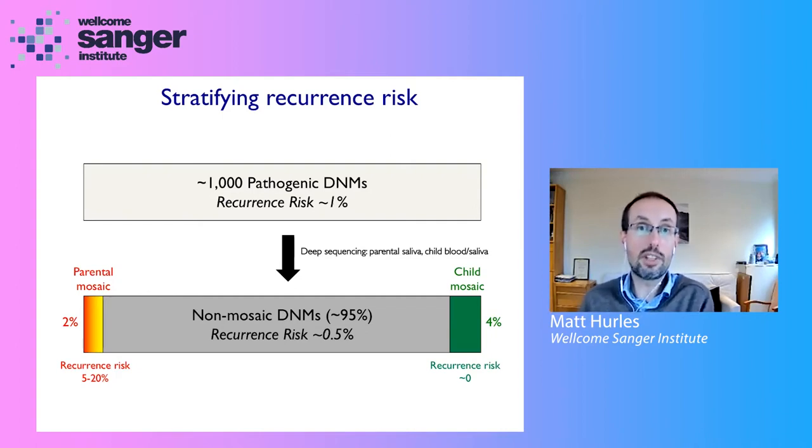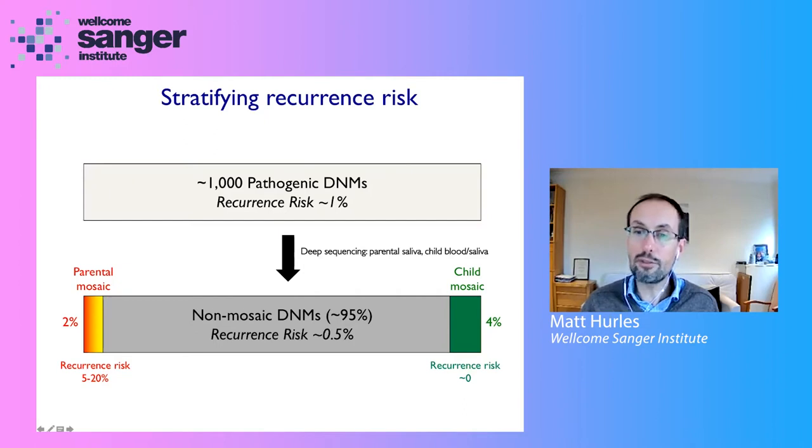And because the mutation was never there in the sperm and the egg, the risk is essentially zero for subsequent children. So when we took this approach and looked across these 1,000, we found that about 2% of the time, the disease had occurred sufficiently early on in the parent that we could see it in the saliva of the parent as well. And so they're at much higher risk of recurrence of disease.